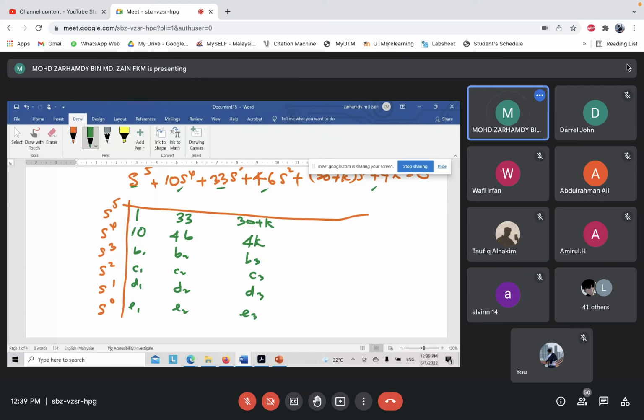B3 is 0. C1: once you get B1, you will get C1. B1 multiplied by 46 minus 10 multiplied by B2, over B1, you will get C1. C2: you will get B1 multiplied by 4K minus 10 multiplied by B3, over B1, you will get C2. D1.